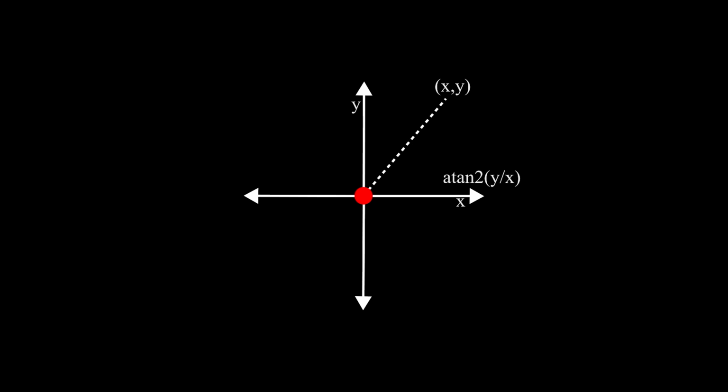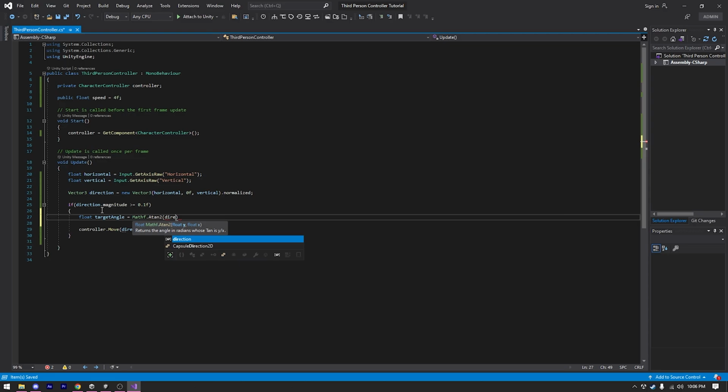But in Unity, our character will have a rotation of 0 when he's pointing forward, and from there it increases clockwise. To take this into account, we simply pass in the x first, then the y, and we have the angle we need. Atan2, open and close parentheses, and in parentheses type direction.x, direction.z. Atan2 returns a value in radians, so we want to multiply it with Mathf.Rad2Deg to convert it to degrees.